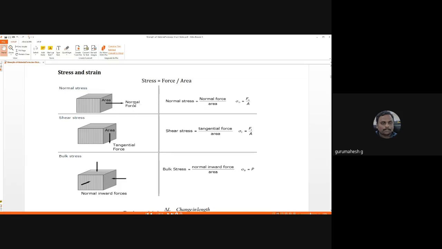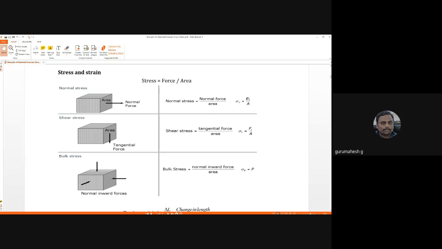Here, why are we taking normal force? Generally, if the force is acting towards the outside, it is called tensile force. The force acting inside we call compressive force. If the force is acting along the surface of the body, then we call it a shear force or tangential force. So normal stress is equal to normal force by area.